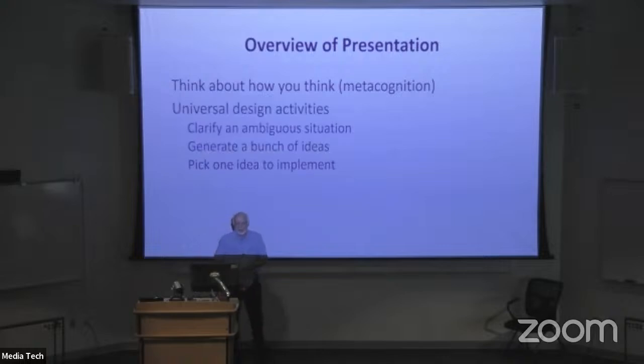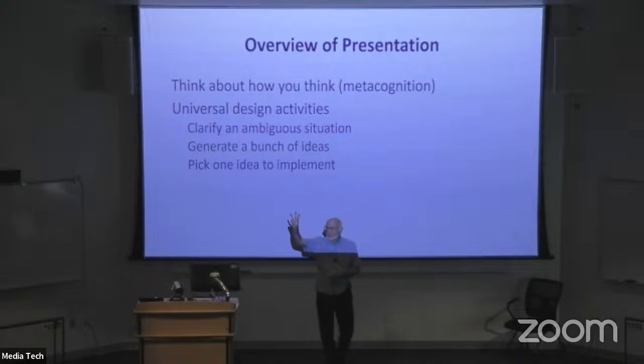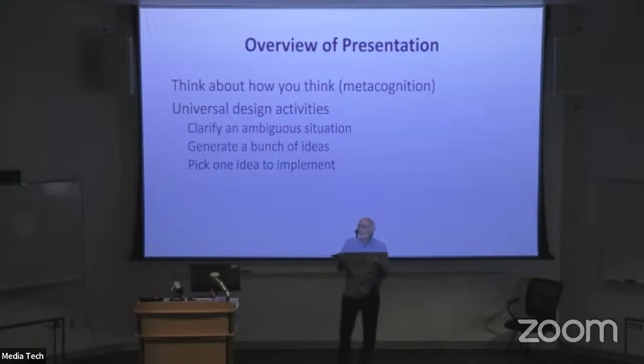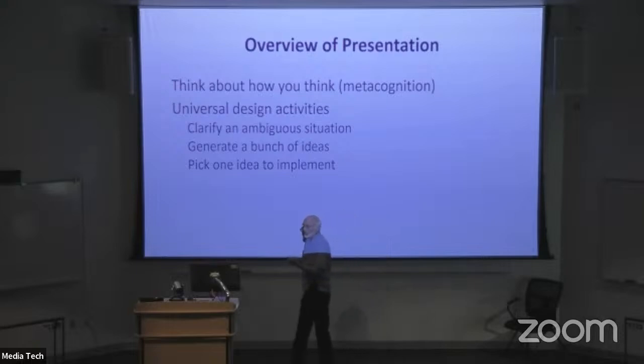The next thing I want to talk about is that design has three major steps to it, three major activities that everyone, no matter what discipline we're involved in, gets involved in. The first one is we have an ambiguous situation we need to resolve. We need to clarify that ambiguity to make sure our design solution actually works. Then we generate a whole bunch of ideas, a lot of ideas. And then we go through a selection process to pick one to implement.